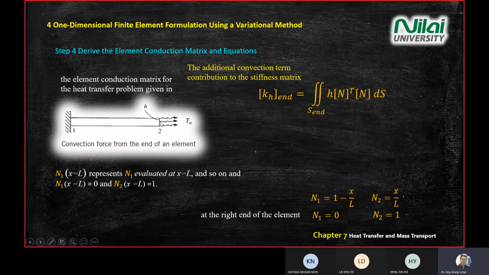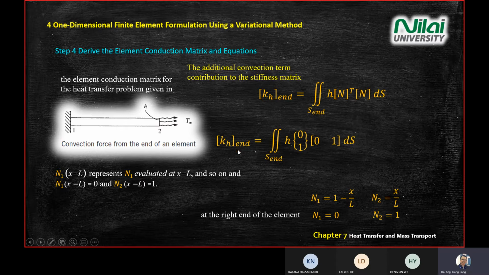And at the location here, 2, your x equal to L, so you get 1. So your N1 equals 0, N2 equals 1 for this location. This set of equation is for location number 2, because you're looking at the convection process at point number 2. Then you substitute inside this equation, you'll get this one.